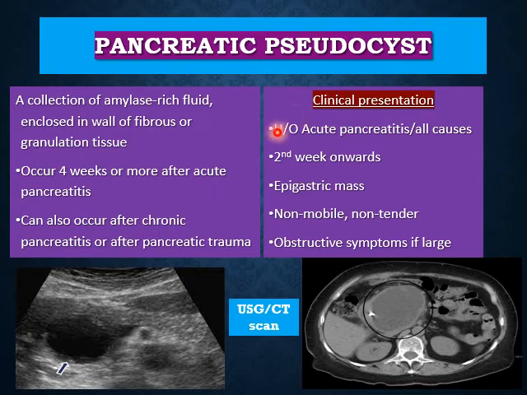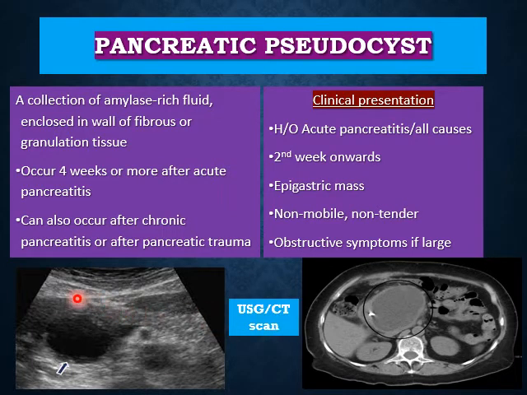The clinical presentation is usually that the patient has a history of acute pancreatitis, regardless of its cause. And the onset starts after the second week onwards. The commonest presentation is a slowly increasing epigastric mass. The size increases, and the mass is non-mobile and non-tender. And if it is large enough, they can present with obstructive symptoms, especially jaundice or gastric outlet obstruction. The diagnosis is quite simple. It's confirmed using an ultrasound scan or a CT scan.